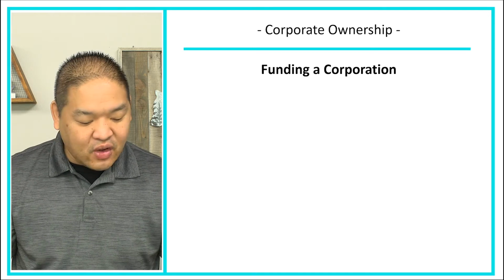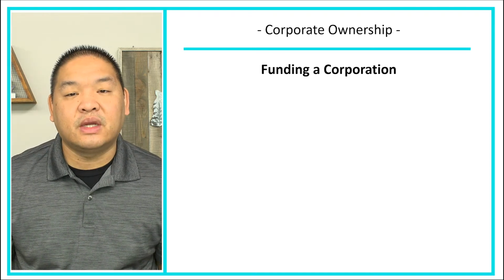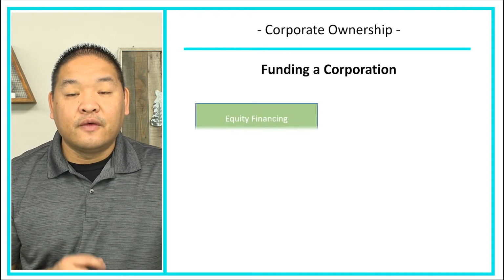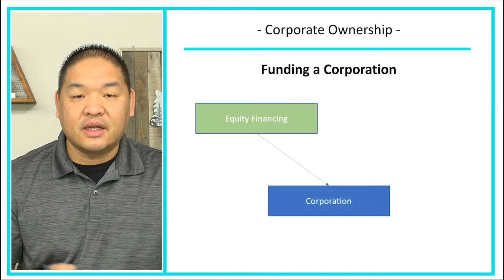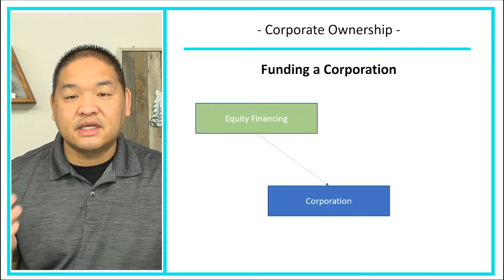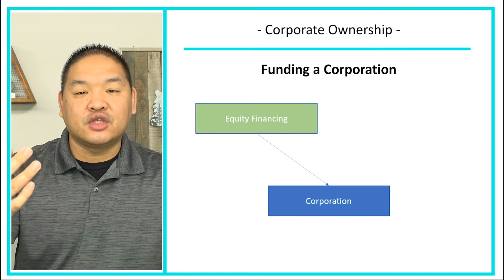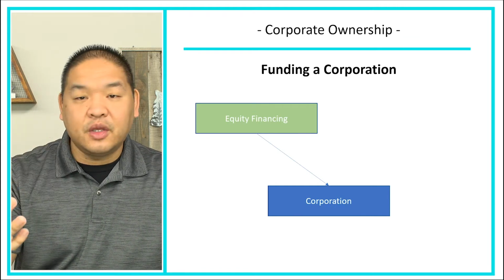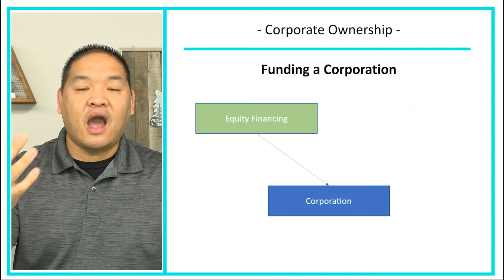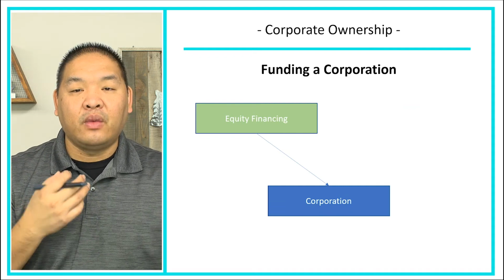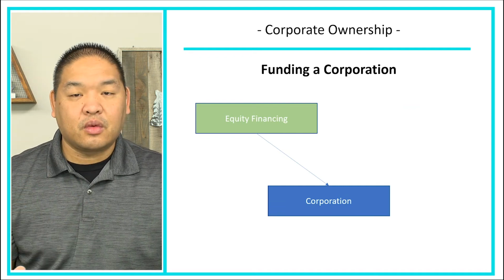All right. So how do we fund a corporation? Well, there's two ways that we can fund a corporation. The first way we can fund it is what we've been talking about since the beginning of this lesson, and that is equity financing, where we sell shares to the public or to other people and they give us money. They now own a part of the company and we would take their resources and run our corporation.